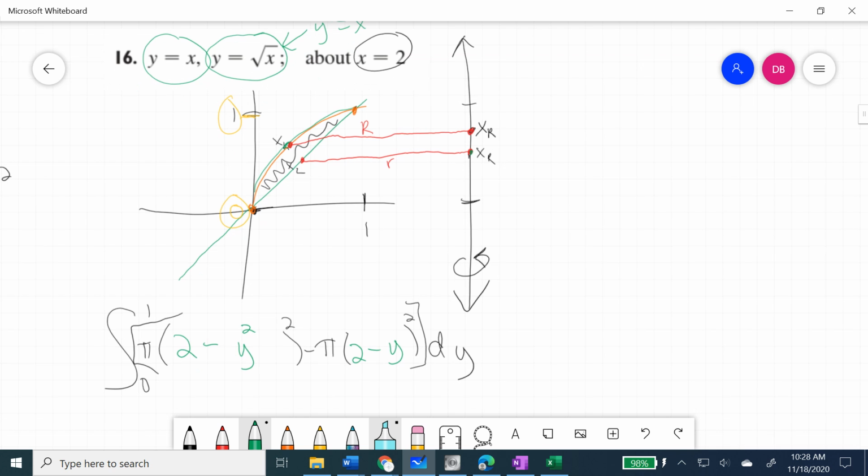You want to be extra careful if you have to deal with a dy integral. Make sure that only the variable y is showing up in your integrand. That will often catch some of the common mistakes that people make. And then make sure that these limits are y values.